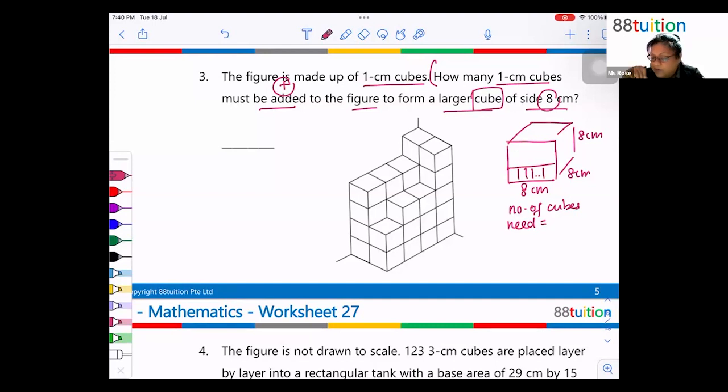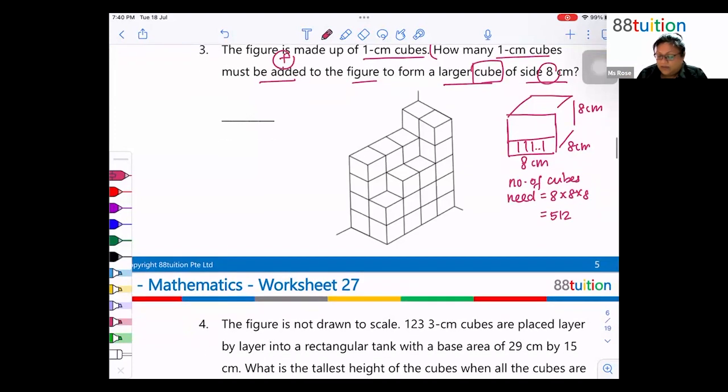Anyone? How many cubes do you need to form a larger cube of side 8 cm? Yes, Kian, thank you. Yes, so you have 8 times 8 times 8. You need a total of 512. Okay? You need a total of 512. So how many cubes are there here?